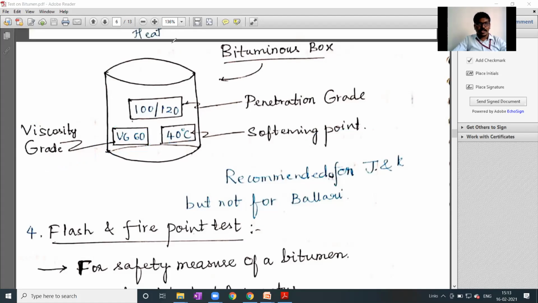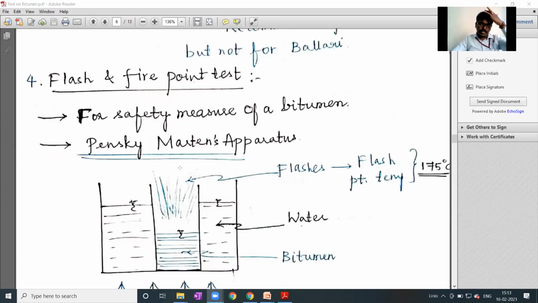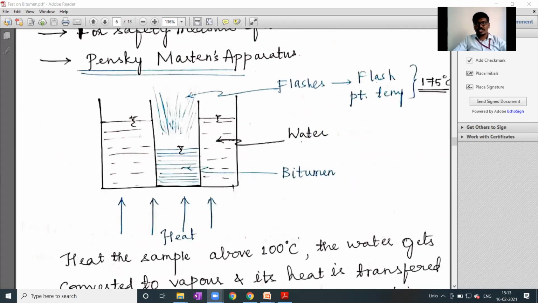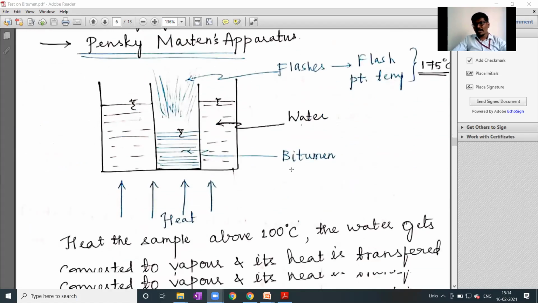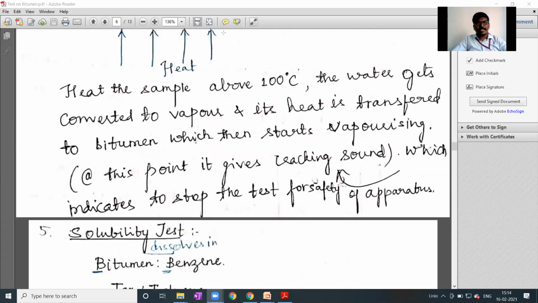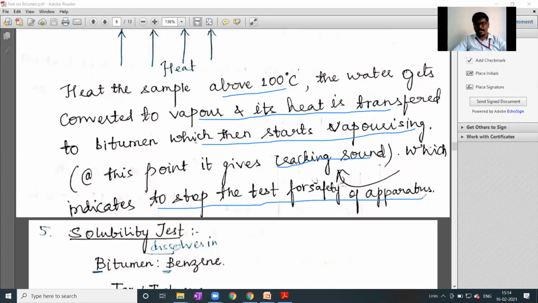Coming to the flash and fire test, it is a safety measure for the bitumen. As already said, the Pensky-Martens apparatus will be used. Flashes will come depending upon the temperature. Heat the sample above 100 degrees centigrade, the water gets converted to vapors and heat is transferred to the bitumen, which then starts vaporizing. At this point it gives a cracking sound, which indicates to stop the test for safety of the apparatus. If you continue, the bitumen may catch fire.